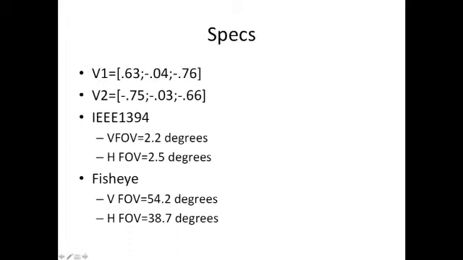And these are the specs for the box, column vector 1 and 2, and after doing the dot product, we found that the angle between the two faces was about 88 degrees. This is the vertical field of view and the horizontal field of view for the IEEE 1394, and this is for the fisheye, which is what we expect, a higher field of view for the fisheye lens.